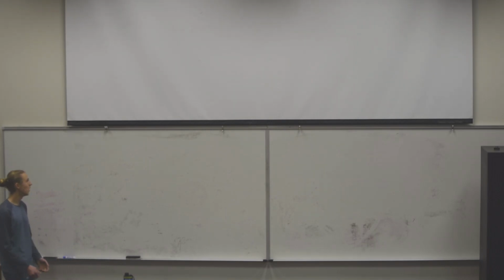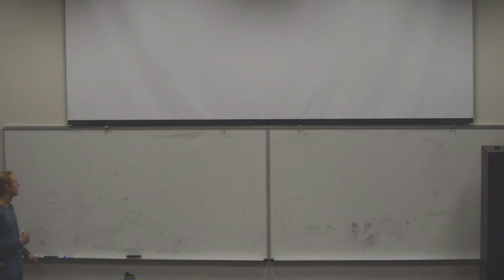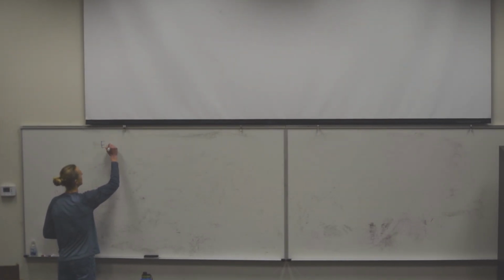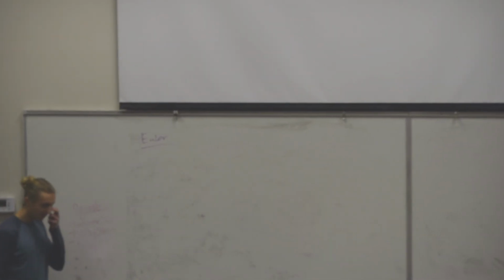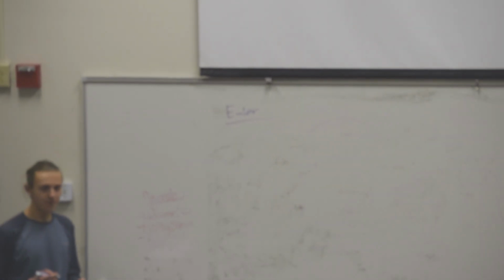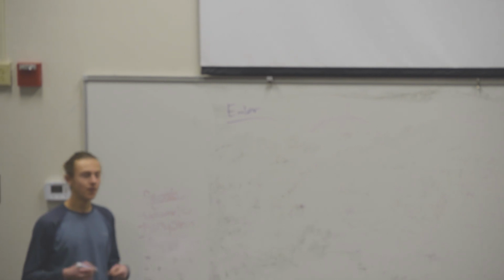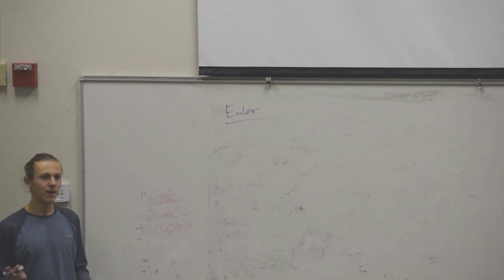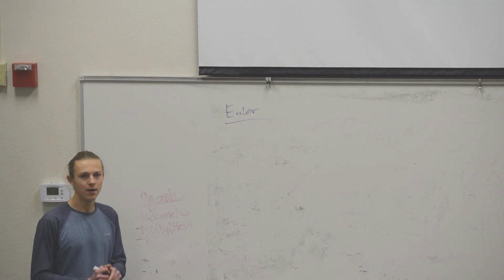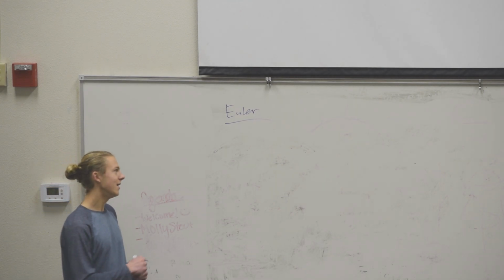Today's lecture is on Euler and Euler's identity. So I'll just write that here. Okay, so my first question to you guys is, when we think of the most fundamental and important math constants, what are we thinking of? What kind of numbers come to mind when I first ask that question? Yeah? E. Yeah, E, there you go.